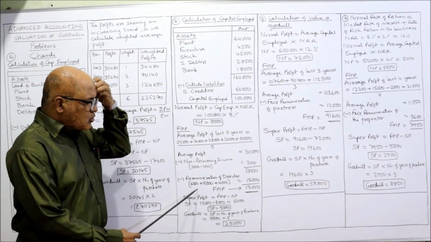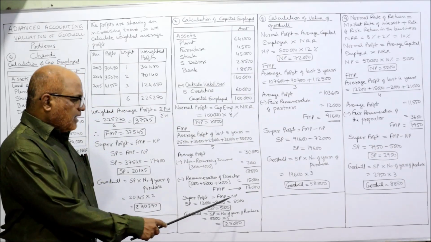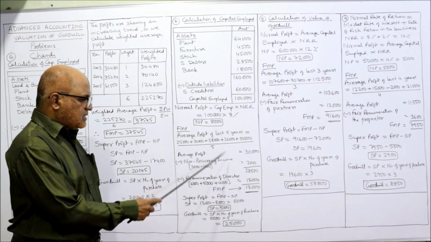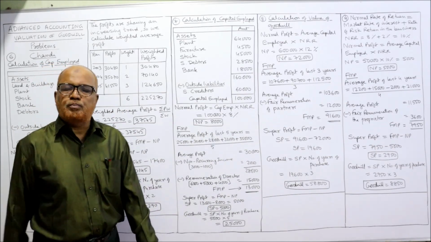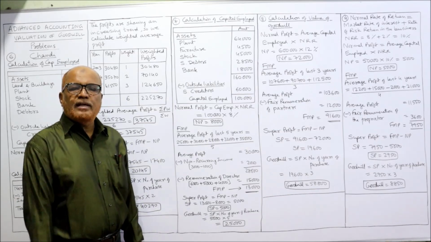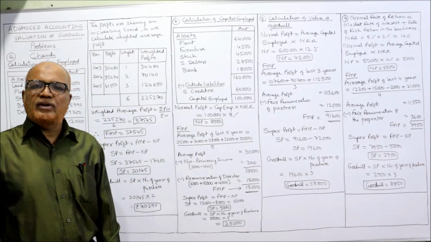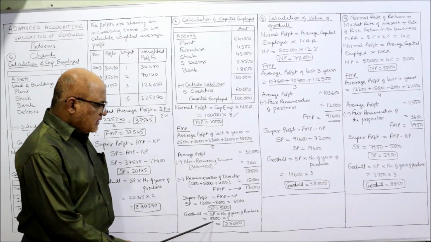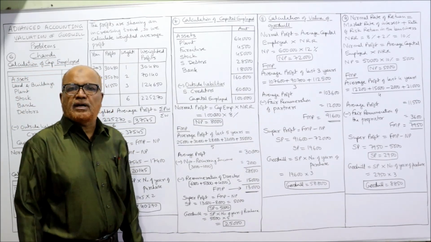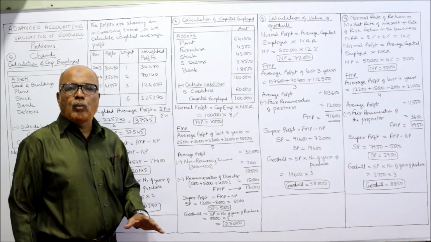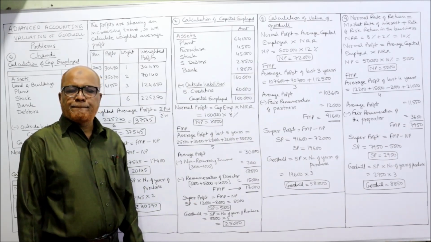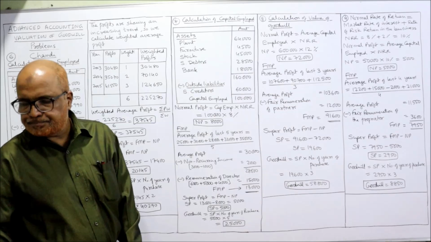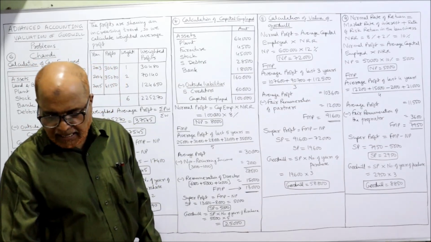Now easily we can calculate super profit. FMP minus NP, 13,000 minus 8,000, 5,000 is the super profit. So goodwill is equal to super profit into number of years of purchase. It is given in the problem, 5. So 5,000 into 5, 25,000 is the value of goodwill. That's all. So we have completed the 7th. Now we'll start the 8th problem.